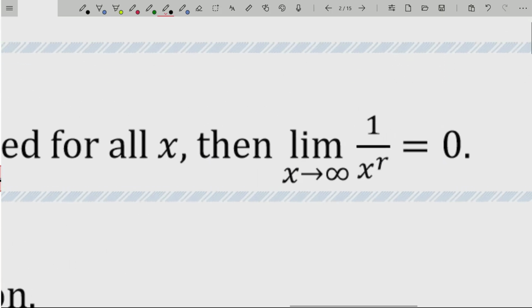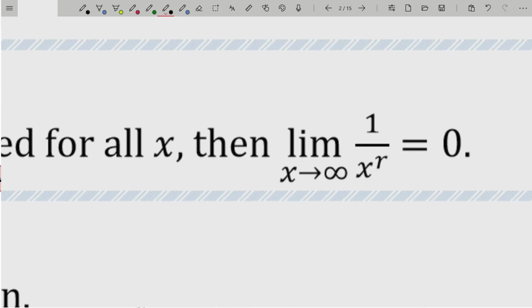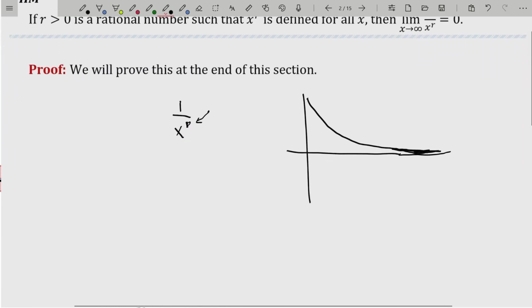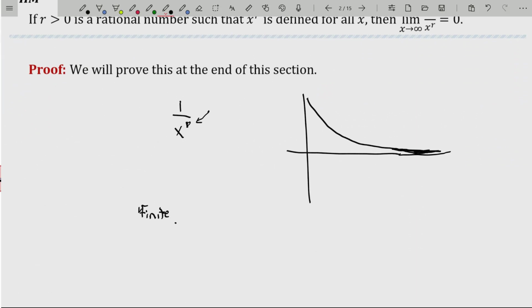You should hopefully naturally just say, oh, x is going to infinity. Sure, 1 over x to a positive power should tend to 0. That should be like natural at this point. If that's not natural for you, let me remind you that a finite number over super huge will always tend to 0. There you go. That's the reminder.